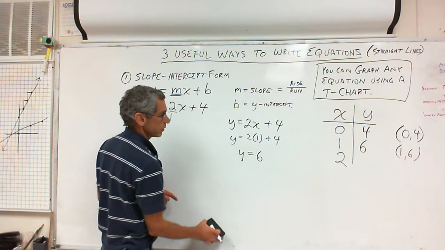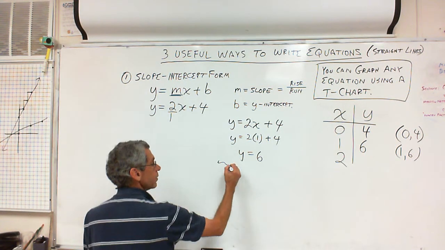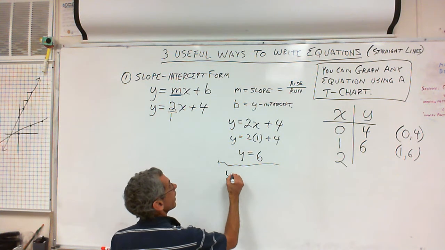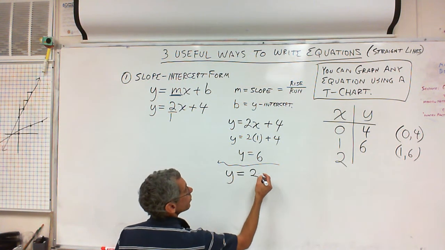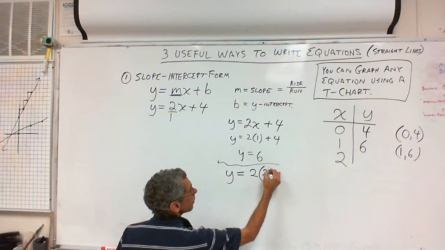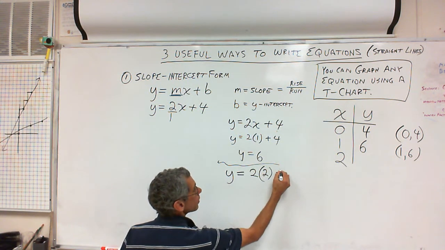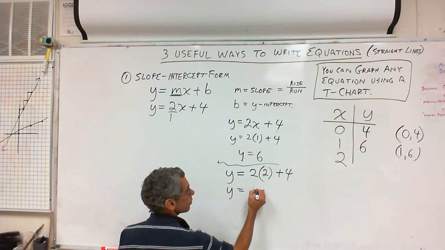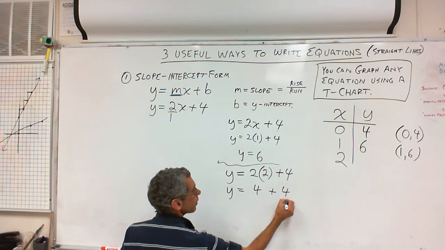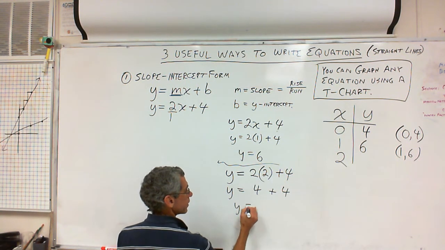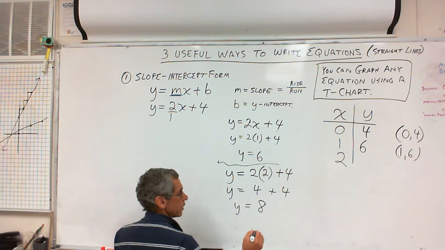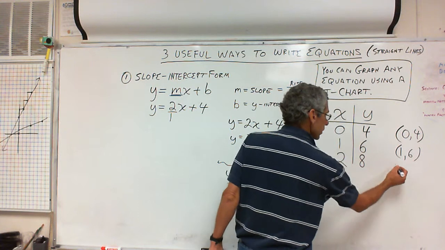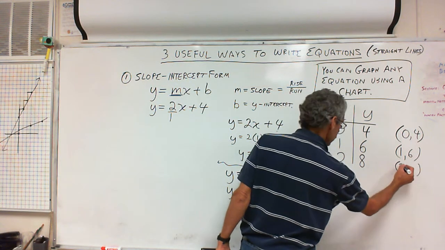Now I'm going to do it when x is equal to 2. So y is equal to 2 times, instead of x, I'm going to put a 2 here, plus 4. So y is equal to 2 times 2 is 4, plus 4. So y is equal to 8. So over here, I am going to write an 8, and there's my next point: 2, 8.